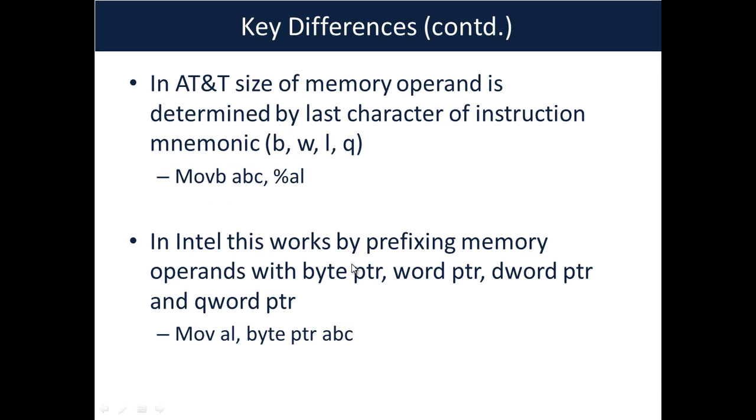In Intel, we do this by prefixing keywords like byte ptr, word ptr, dword ptr, and qword ptr. This is for 1, 2, 4, and 8 bytes. So how would this look? Well, mov AL, byte ptr ABC would take 1 byte from this location and transfer it to AL.